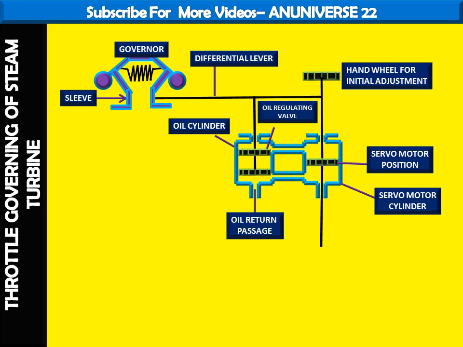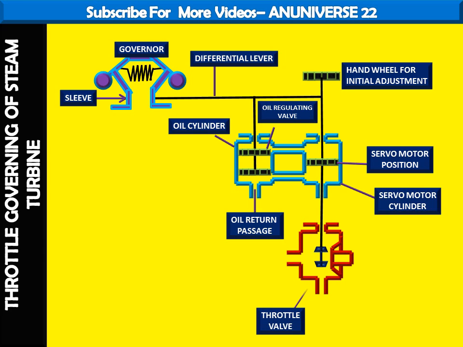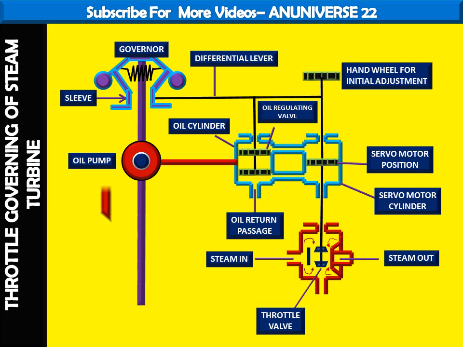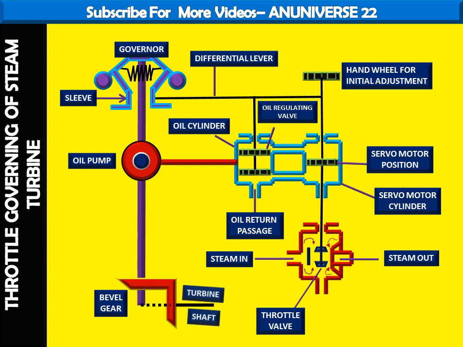and this is the oil return passage, and here the throttle valve is inserted in this cylinder, that is the throttle valve, and this is for steam entering and that is steam out. Here is the oil pump. This is the bevel gear that is connected with the turbine shaft. So in this diagram we can see the full load on the turbine and that it is running at full speed.